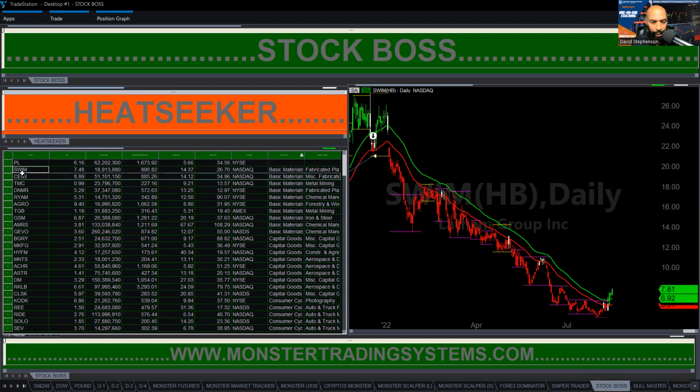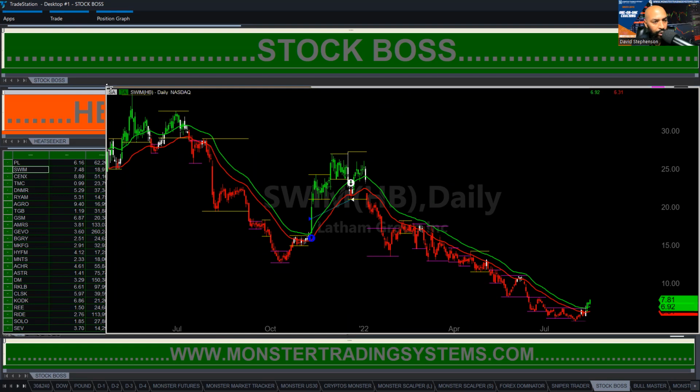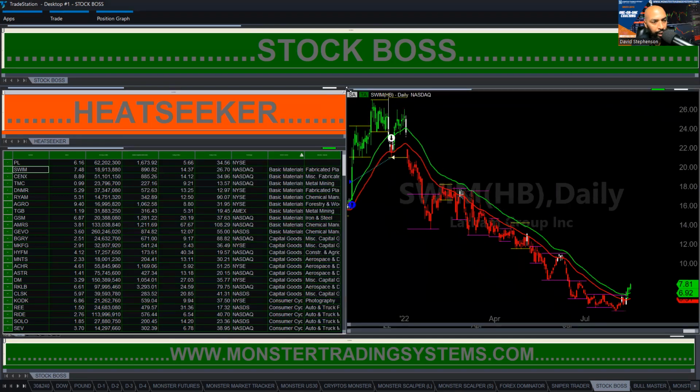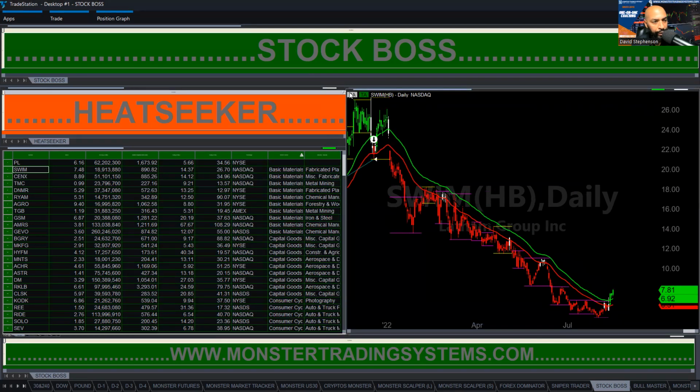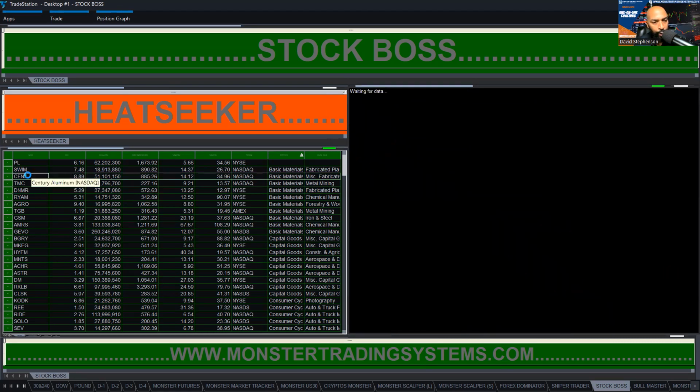Which symbol is this? SWIM. All we're waiting for, and we use our systems to give us buy signals, is something like this right here. The blue arrow right here is our buy signal. So we would wait for a buy signal right here to enter. But the chart itself, the candles, the price action, is setting up perfectly.